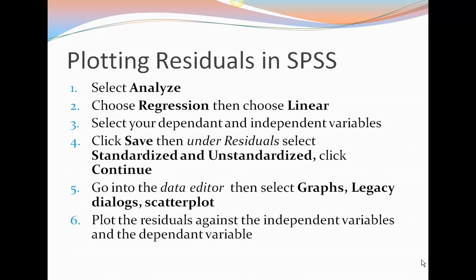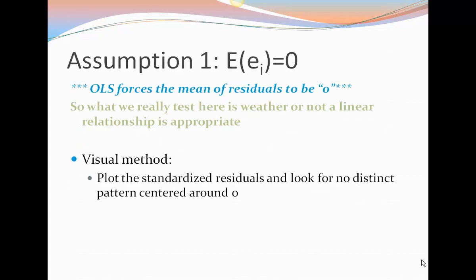But make sure if you are running multiple regressions, that you remember to examine the residuals against each independent and dependent variable. Here are the steps in SPSS. Again, it's going through and basically building a scatter plot. And again, we have the reminder to make sure that you use that scatter plot for each of the independent and dependent variables. So testing assumption 1, it's testing the assumption that the expected value of the error terms is 0.